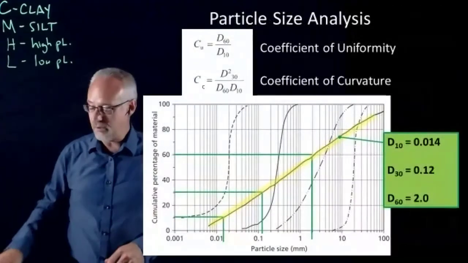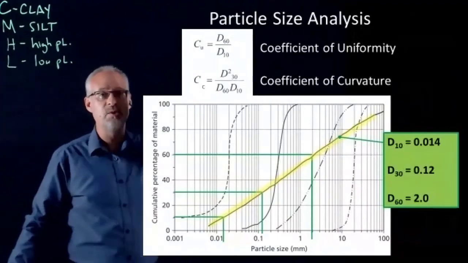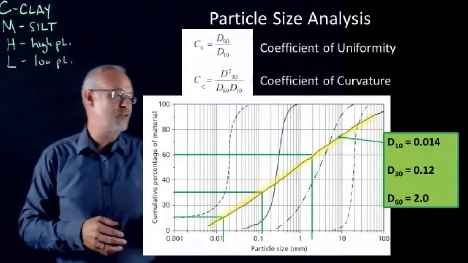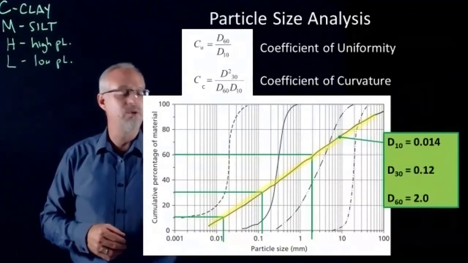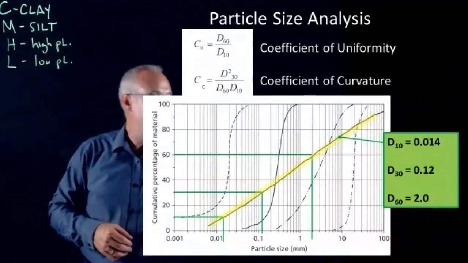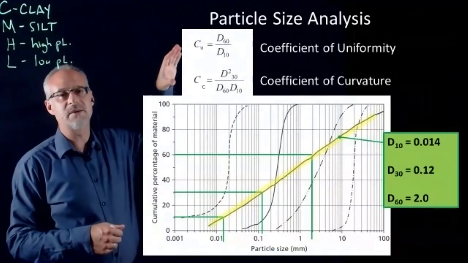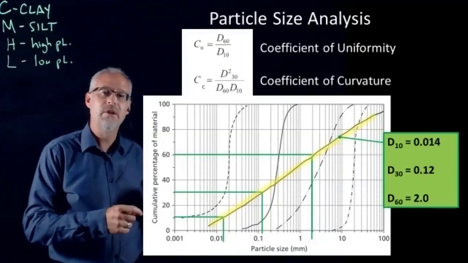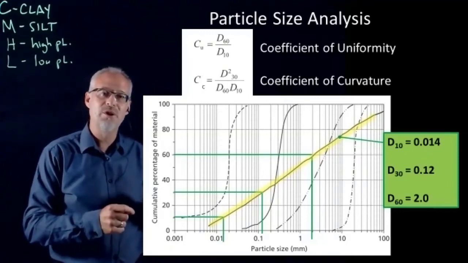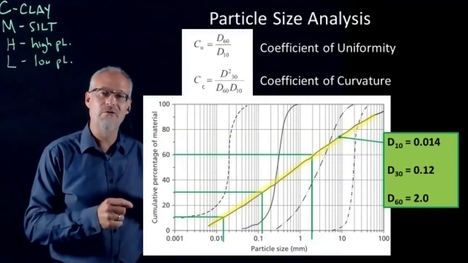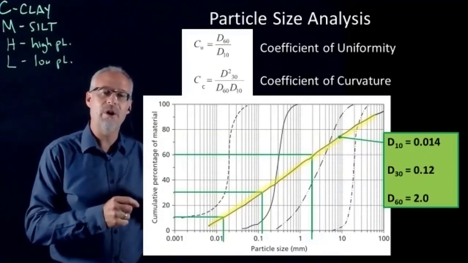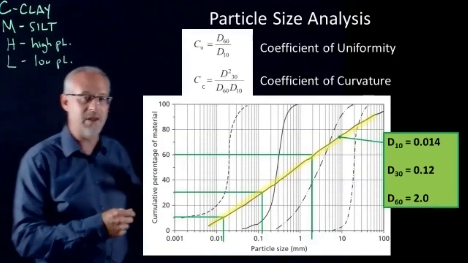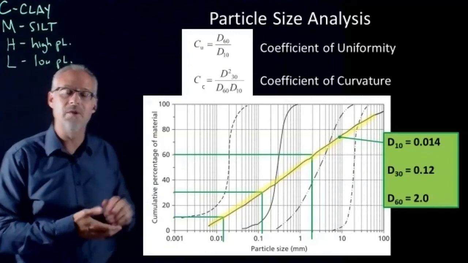Okay. The other thing I wanted to refresh your memory on was these two, CU and CC. That's the coefficient of uniformity and the coefficient of curvature. And for these two formulas, for lack of a better term, you need to be able to read off the diameter at which the curve for the soil crosses either the 10% passing, 30% passing, or 60% passing. And that's indicated by the green lines on this curve.